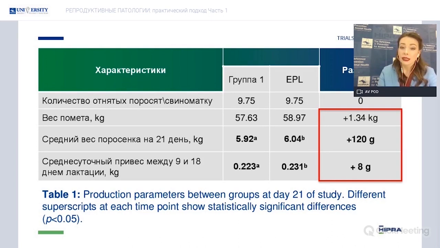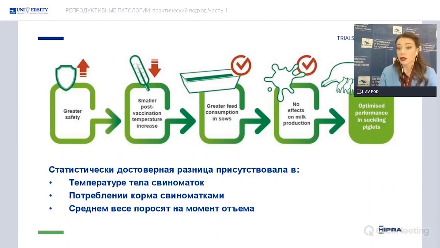И вот на это я бы хотела обратить внимание: 1,34 килограмма на помет за счет того, что свиноматки не повышают температуру, не снижают потребление корма и не имеют проблем с молочностью. Конечно же, лактация — это уязвимый период. И если здесь воздействовать агрессивно, мы не можем себе этого позволить, потому что это будет отображаться, безусловно, на кондиции поросят. Так что безопасные продукты не повышают температуру тела свиноматок, не влияют на потребление корма и, конечно же, никак не влияют на вес поросят, который очень важен на лактации.